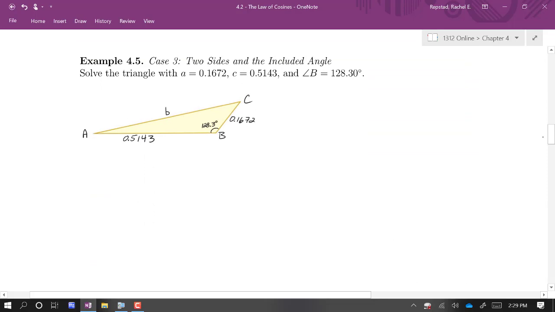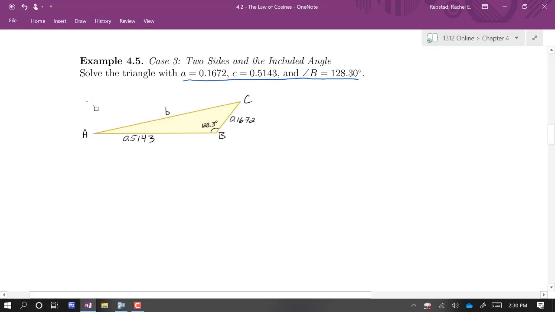So here's a case 3 example. I know two sides and the included angle. Here I know sides a and c, and I know angle B. Keep in mind, a lot of the time when you do exercises, the information they give you is just in the form of a list, and you have to be able to draw your own. So just remember that side b is always opposite angle B, and side a is always opposite angle A, and so on.